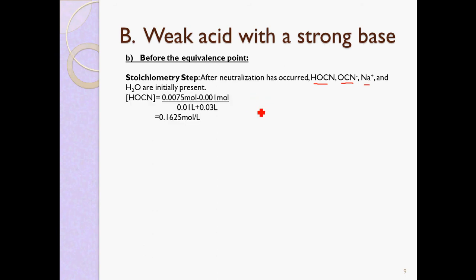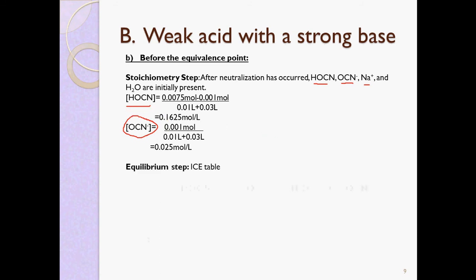So first of all, let's figure out our concentrations. Well, we've got the number of moles that we started with, the number of moles that reacted with the base, and you'll note we have a total volume, and so this is our concentration right here. Concentration of our OCN negative, from our 1-to-1 ratio and our total volume, that's the concentration of our OCN. So this is our stoichiometry step. We need to figure out these concentrations because we're going to put them into our ice table.